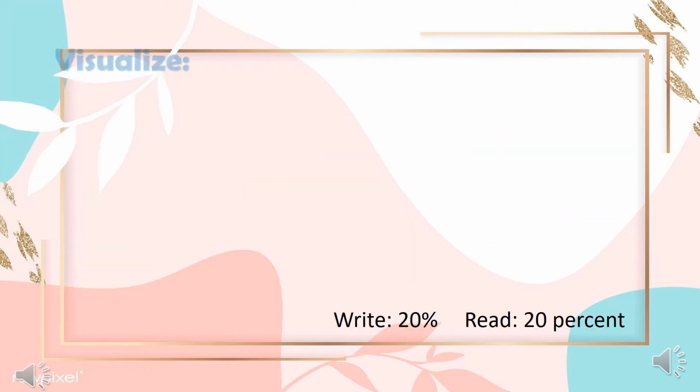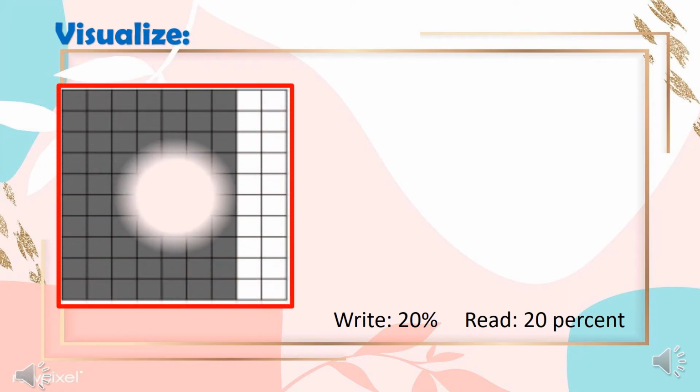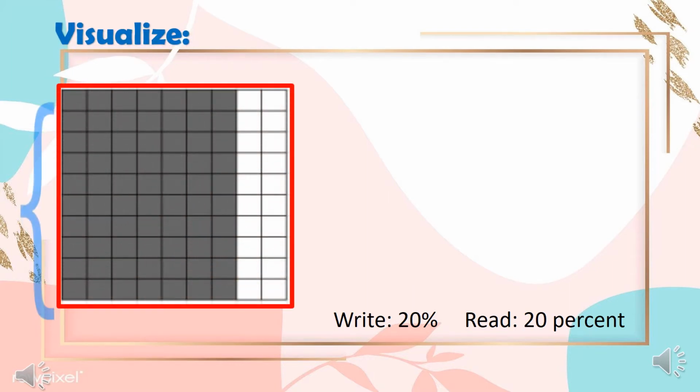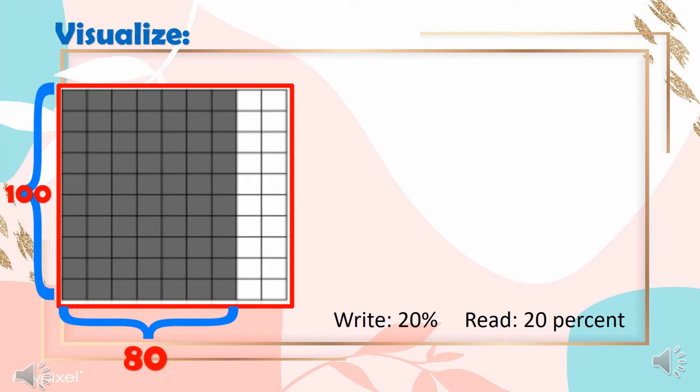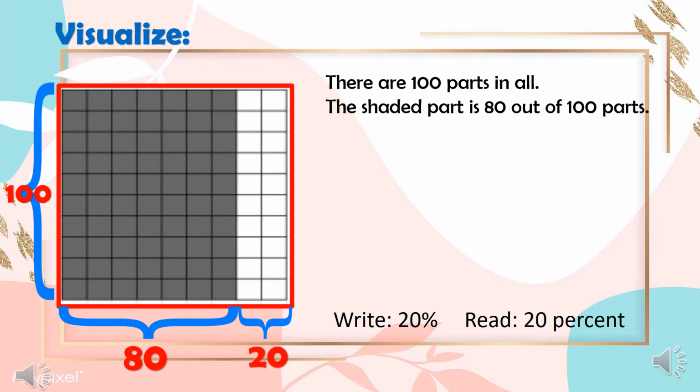Okay, so let us visualize the problem. So we have this illustration. This part is the total earnings of Veronica and Ron, which is 100. And we have the 80 as the money given to their mother. And then the 20 is what they put in the coin bank. So there are 100 parts in all. The shaded part is 80 out of 100 parts.